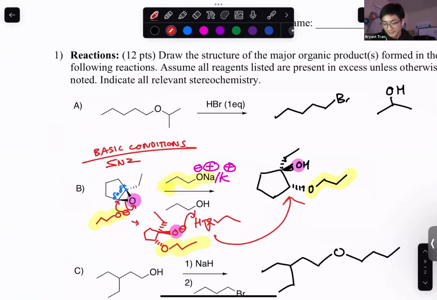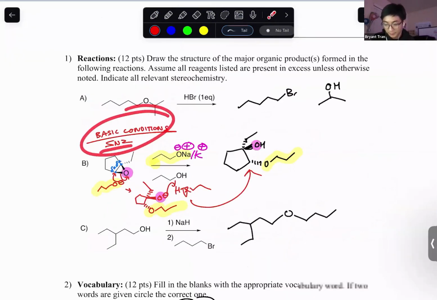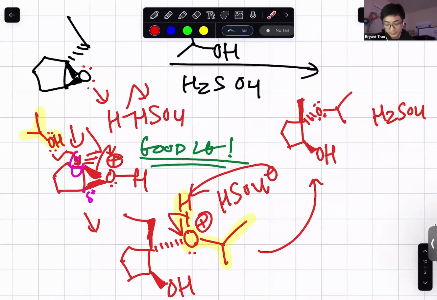So the difference between acidic conditions and basic conditions is that in basic conditions, we attack the less substituted side, because we attack the less sterically hindered side. In acidic conditions, we attack the more substituted side. So know the differences, and know when you have acidic conditions versus when you have basic conditions.